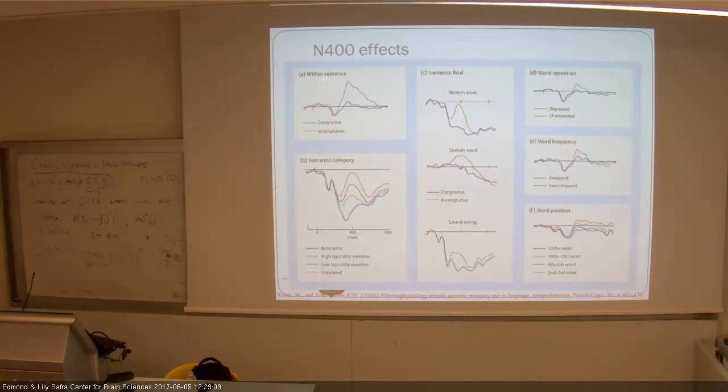Okay, so what I showed you before was the sentence final. This is the last word in the sentence. Bigger, more negative N400 for the incongruent or unexpected word. Okay, that's what we just saw. If the unexpected word is within the sentence, expected or unexpected, you get the same thing. Okay, a bigger N400 for the unexpected.